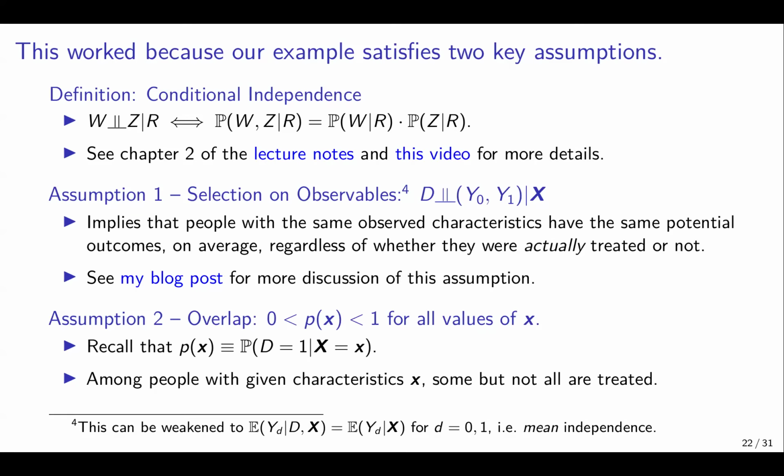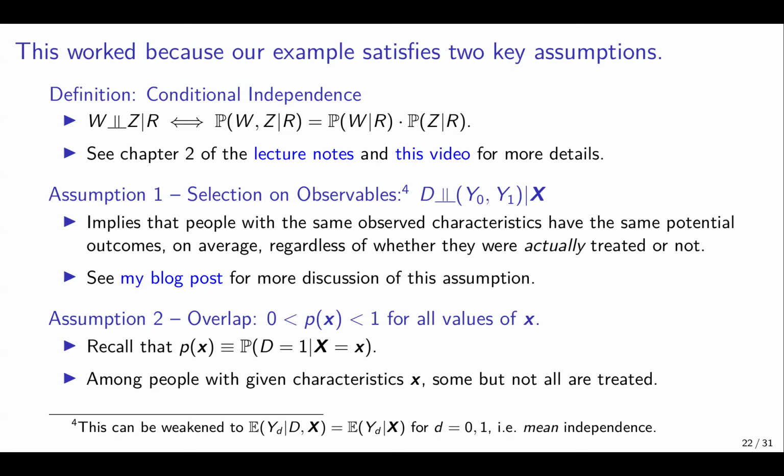All right, so here are the two selection on observables assumptions. The first assumption is called selection on observables. Basically, this says that D is independent of the potential outcomes given X. And I should say that we could weaken this to conditional mean independence.